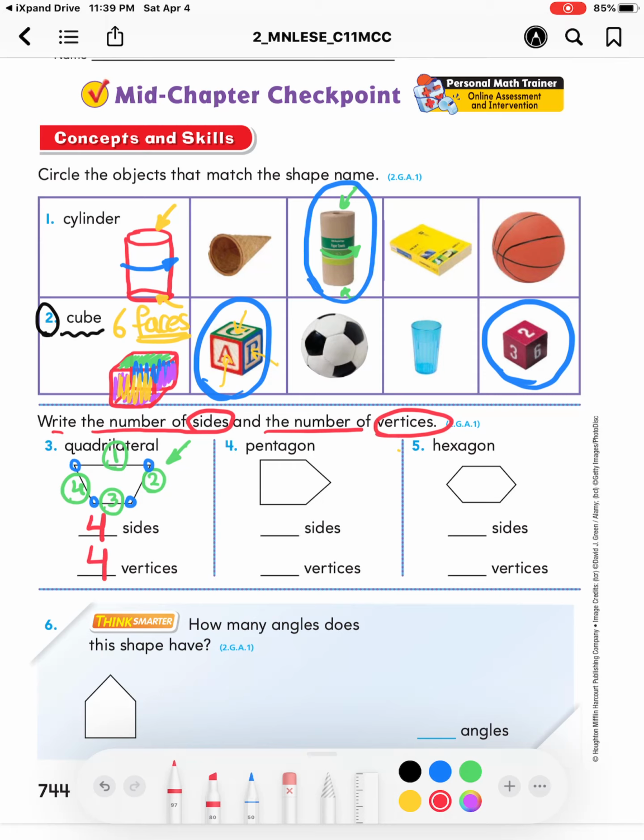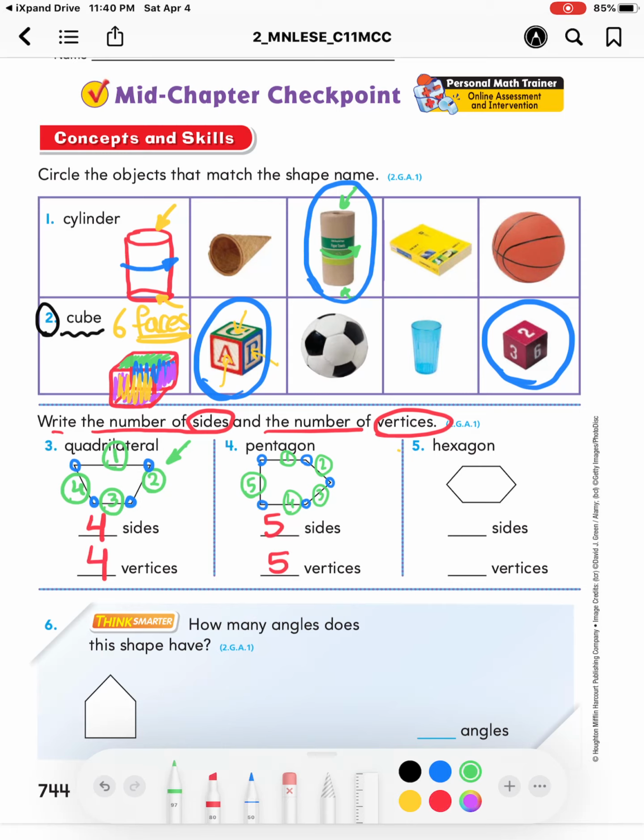Okay, now let's move to the next shape. It's a pentagon. So let's count the sides first. 1, 2, 3, 4, and 5. So we have how many sides? 5 sides. Excellent. Let's count how many vertices. 1, 2, 3, 4, and 5. So here we have five vertices.